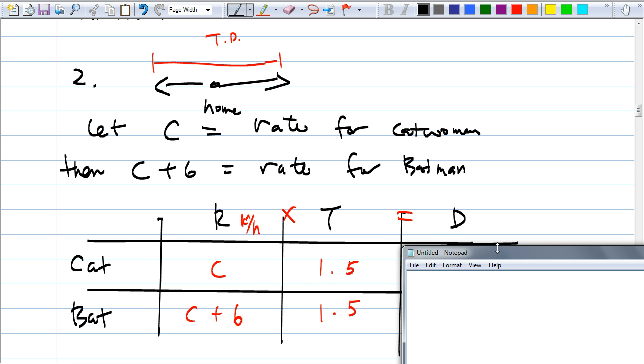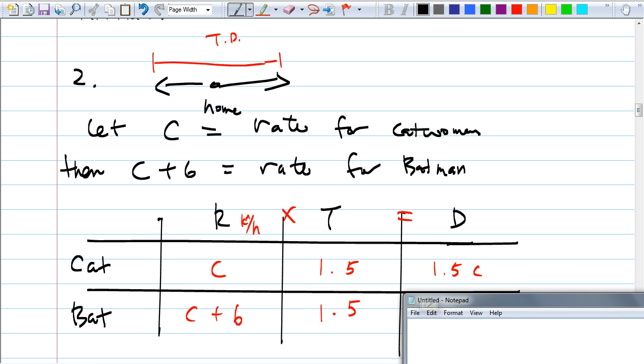So then what's the distance for Catwoman? Michael? Yeah. Looking at the chart, we know that rate times time equals distance, right? So what is the distance for Catwoman? I put it into a fraction, trying to save that fraction. That's fine. I put 1 1/2 r. Sorry? 1 1/2 r. Yeah. 1.5 C. Is that right? You just basically multiply the rate and time. What is the distance for Batman? How about Eric? It'd be 1.5 times C plus 6.